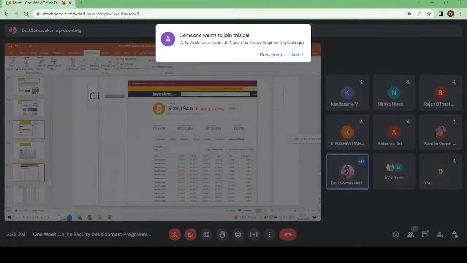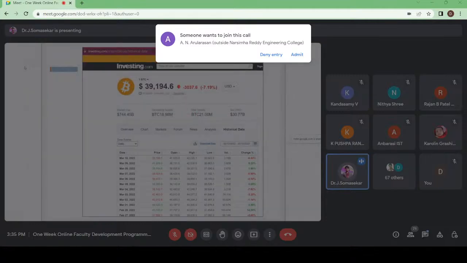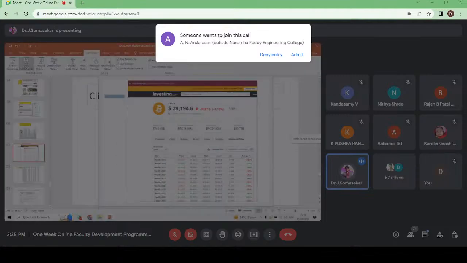This is Bitcoin analysis. Bitcoin analysis also we can do by using a regression model. We have to find the closing price of the Bitcoin by using a regression model. So linear regression or multiple regression. But here the number of independent variables is more than one. That's why we can go for a multiple regression model.